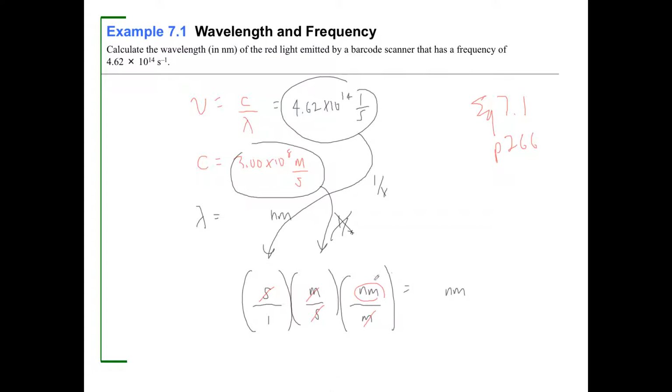So let's put our numbers in here. I think there's 1 billion nanometers for every meter. And this is 3.00 times 10 to the 8th meters per 1 second. And this is 4.62 times 10 to the 14th. It's very important that goes in the bottom, of course.